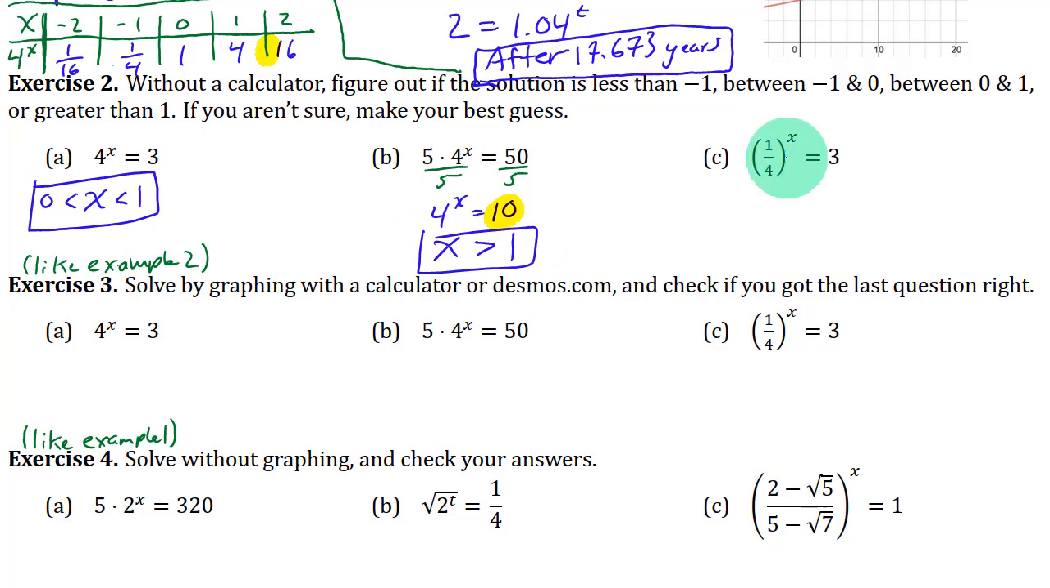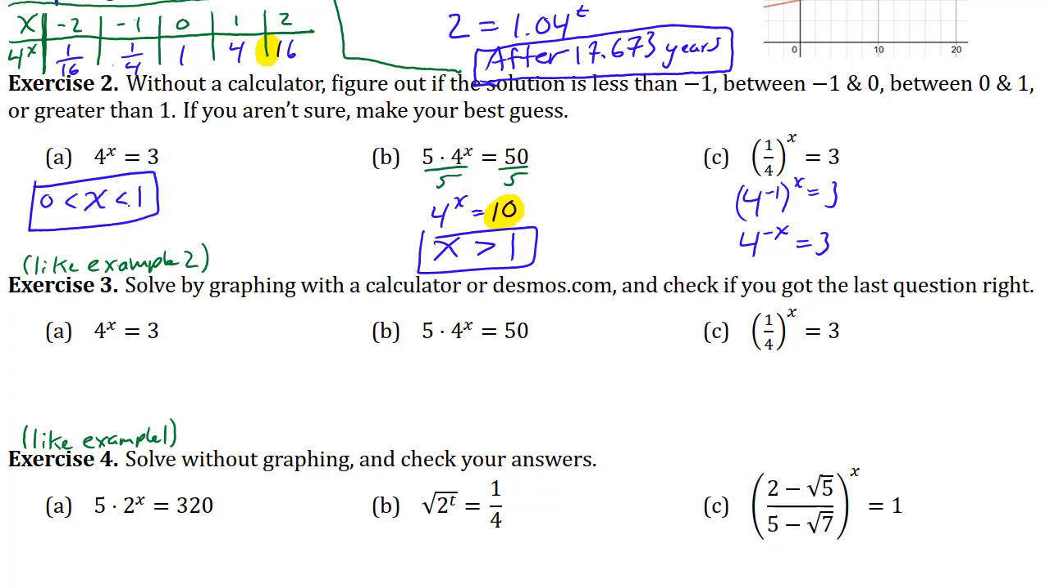All right, so with this one, it's a little weird because we have 1/4. I don't actually have 4 to a power. So how is thinking about powers of 4 going to help you here? Well, there's a trick. If we were to write that 1/4 as 4 to the negative 1, and then that to the power x equals 3, you'll see we have 4 to the power negative x equals 3. So negative x is between 0 and 1.